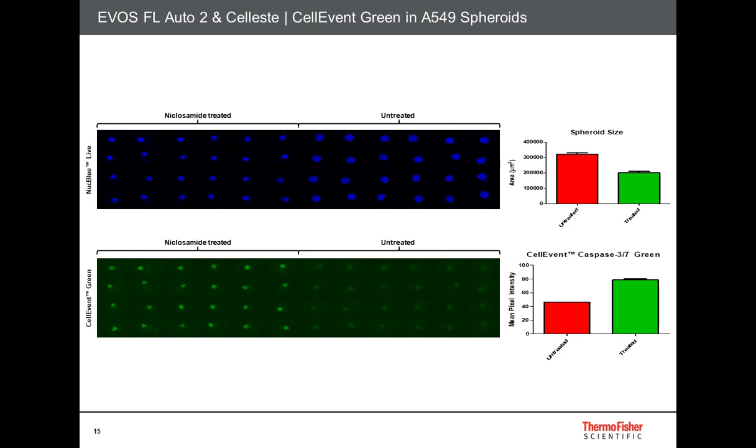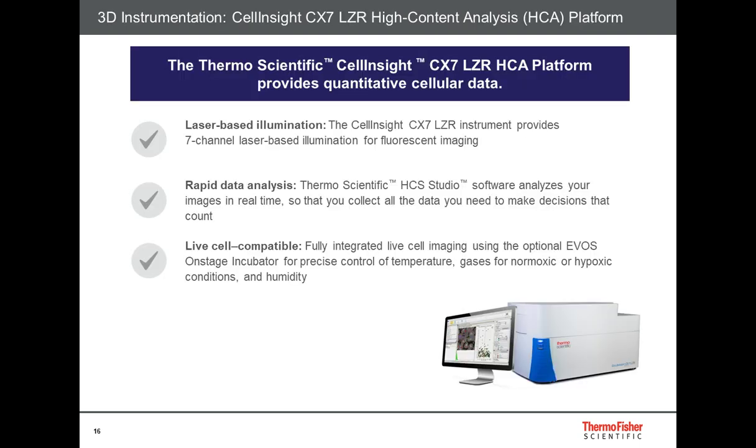Another system that's valuable for this kind of high content analysis is the Insight CX7 laser high content analysis platform. And so from this, we can provide the same image-based quantitative cellular data. So the CX7 laser has a 7-channel laser-based illumination, also with a powerful HCS Studio software to analyze your images. And so we can collect data on a per cell basis and multiplex with several different markers.